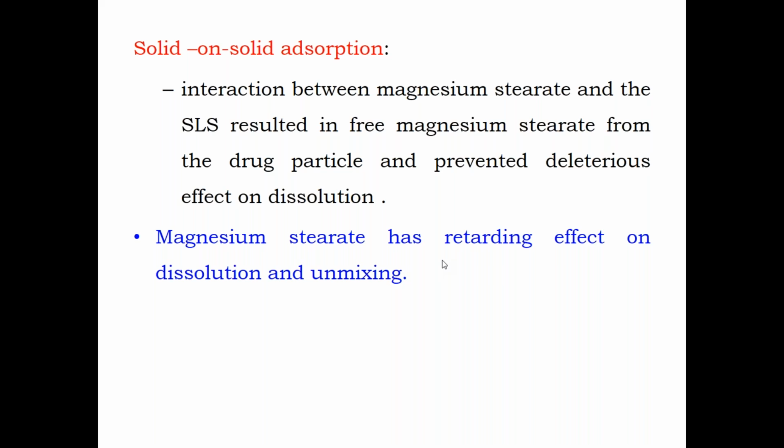Also, excess magnesium stearate can result in unmixing. Mixing and unmixing are counterparts. Unmixing results in segregation, and segregation results in disturbance in the drug uniformity. So it's again an interdependent sequence. So magnesium stearate as such can retard the dissolution.